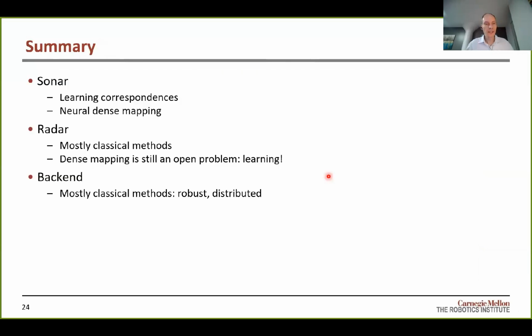So in summary, I talked about Sonar, learning correspondences, neural dense mapping, both learning approaches. The neural dense mapping I really like because there isn't a generalization issue here, right?